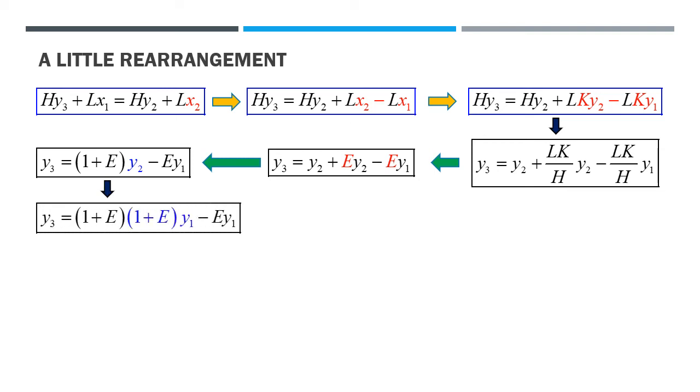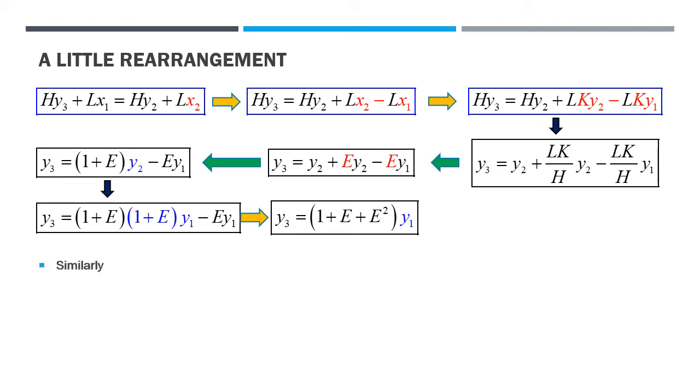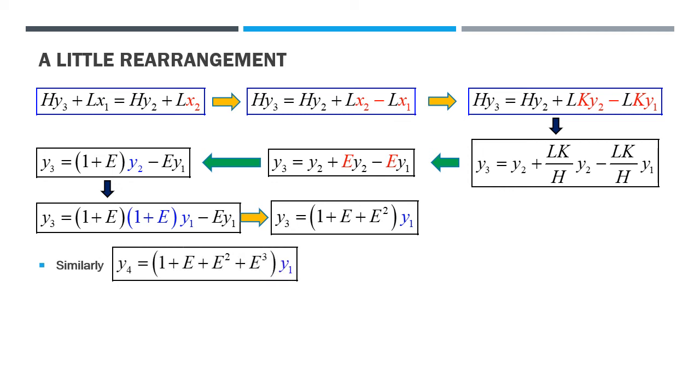y2 we already know is 1 plus e into y1. Substituting it and simplifying, we get y3 equal to 1 plus e plus e square multiplied by y1. So the third stage output and first stage output are connected. If we do the same for the third stage and go to the fourth stage, at any number of stages, y4 will follow this trend: 1 plus e plus e square plus e cube into y1.